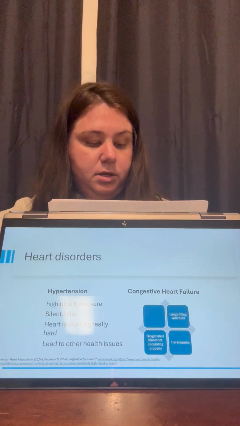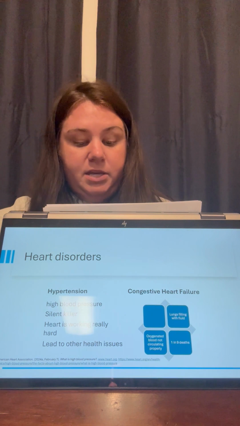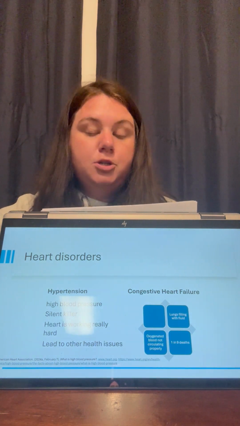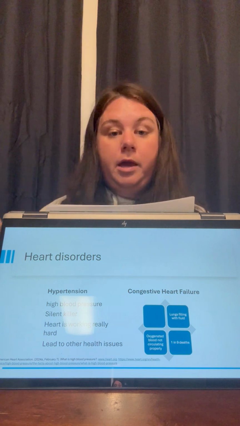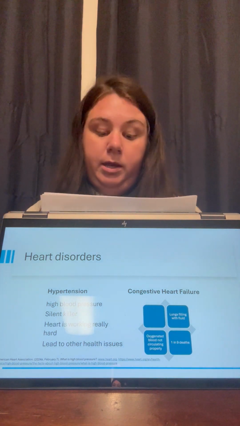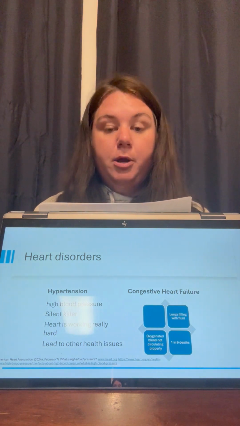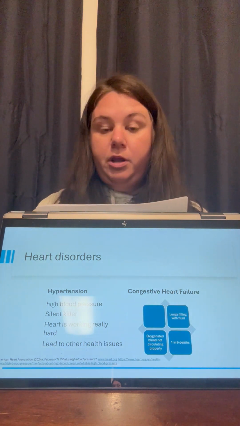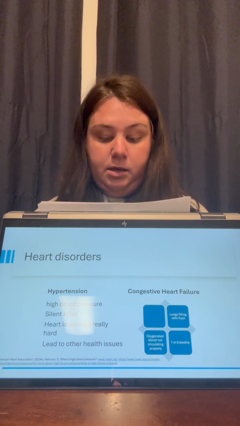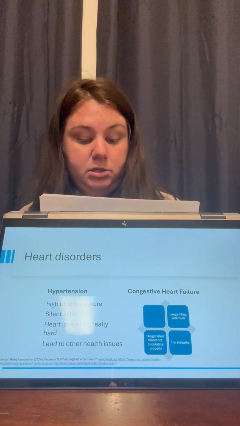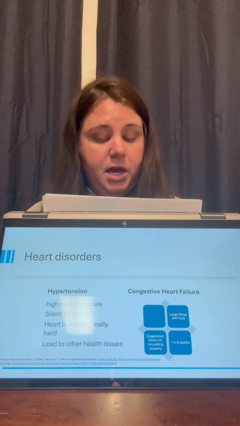Heart disorders. The most common heart disorder is hypertension, which is high blood pressure. An ideal blood pressure in adults is between 120 and 120 over 80. Stage 1 of hypertension is when your blood pressure is between 130 to 139 over 80 to 89. Hypertension can lead to other serious health conditions: heart failure, stroke, heart attack, and more.